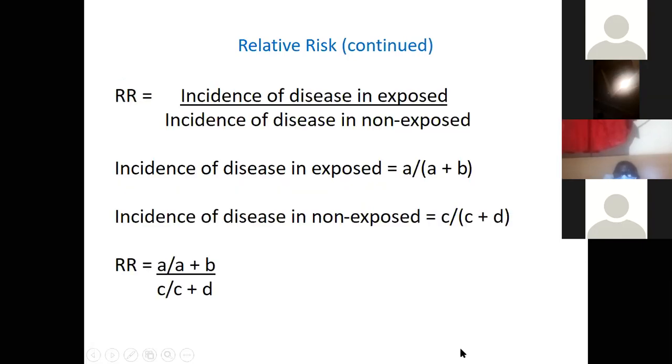So the relative risk, you are comparing 2 risks. The risk among the exposed, which is the incidence of disease, is A over A plus B. The risk among the non-exposed is C over C plus D. When you put them together, just leave that one. I want us to run it. When you run it, I will be able to explain. You see. Let's run the same thing.